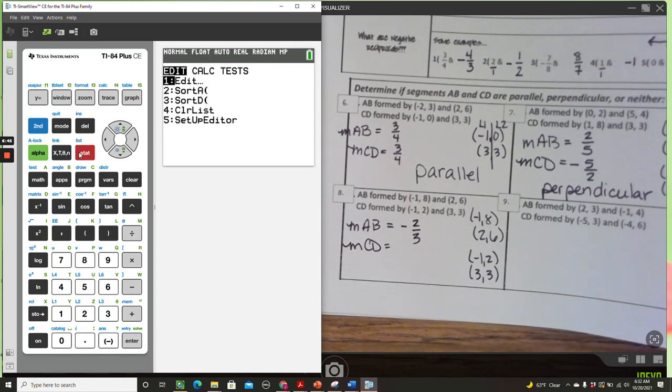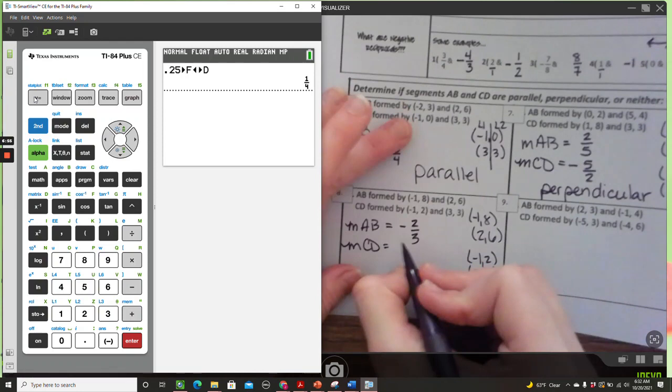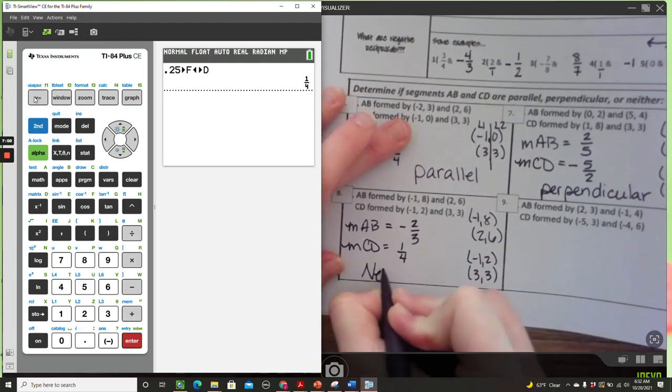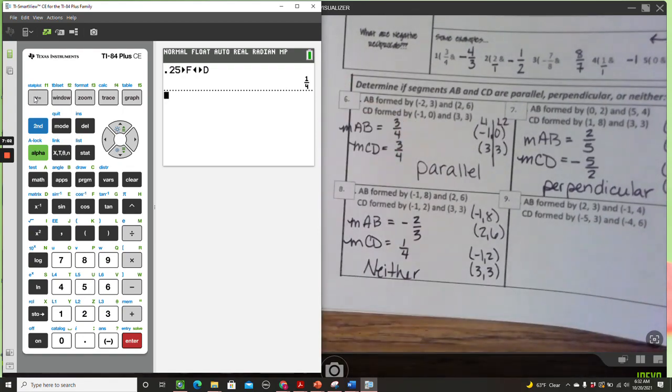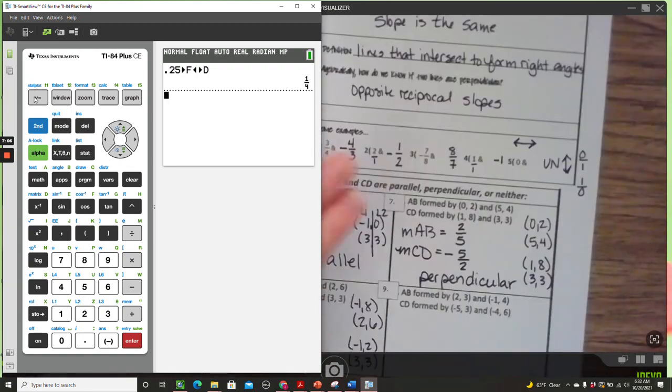So stat, right arrow key 4. I get 0.25. 0.25 as a fraction is 1/4. So in this case, they're neither. So the slopes aren't the same, and they're not negative reciprocals either.